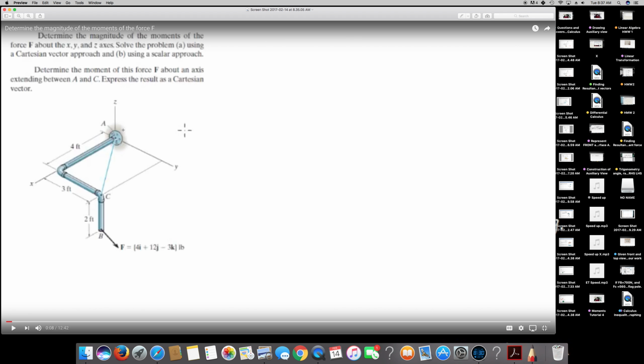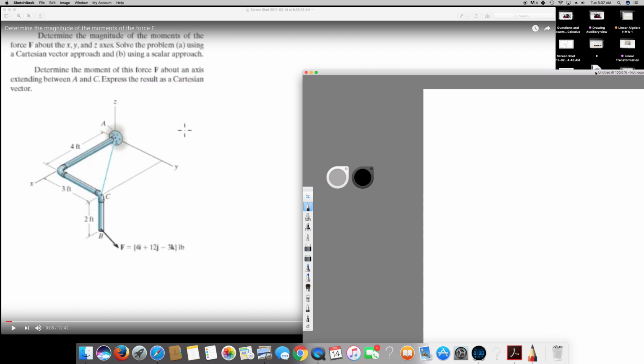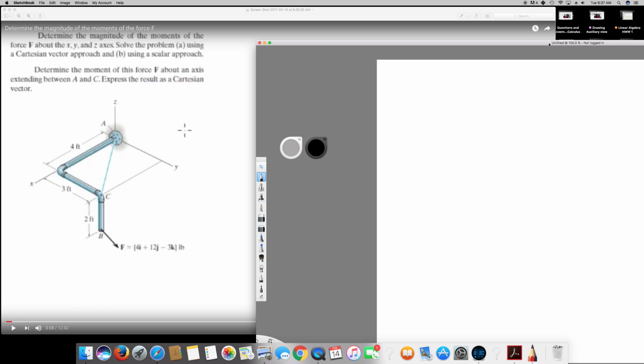So let's begin with a scalar approach. So let's see what we can do about that. So here we go. The first thing is we had to find the Cartesian vectors of the things they have given. So if you want to find Cartesian vectors, here we go. First, let's start with the B, because B is the end, right? So we have to find the B.